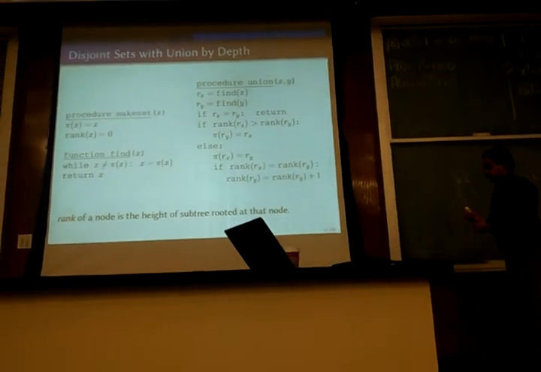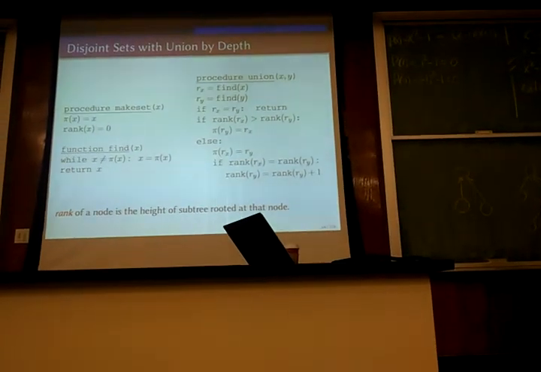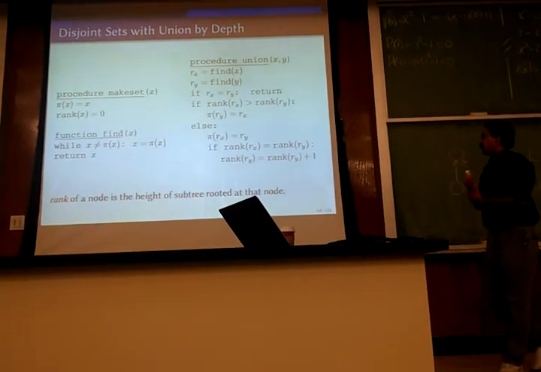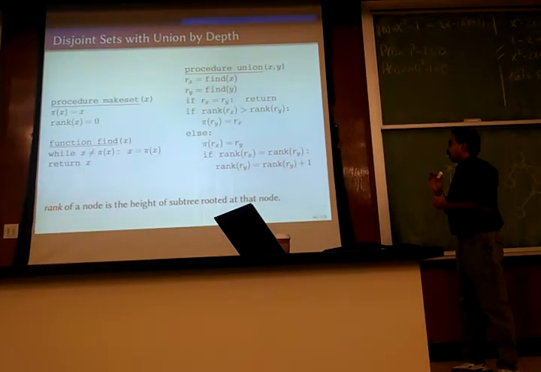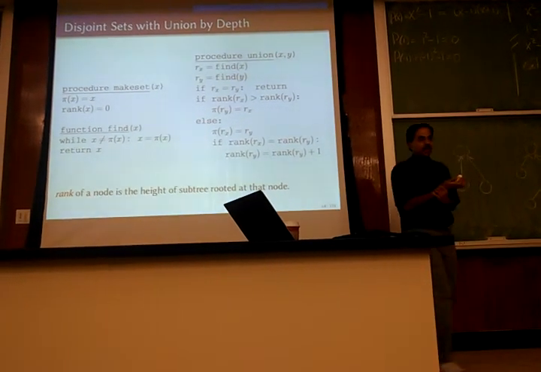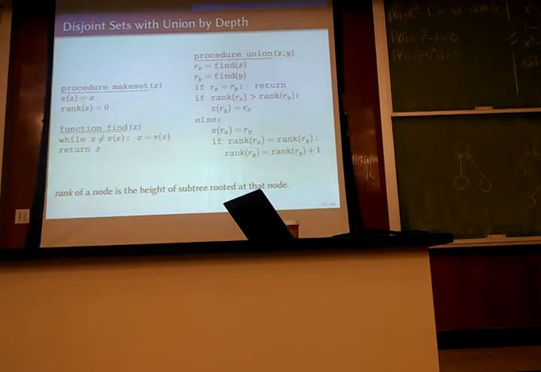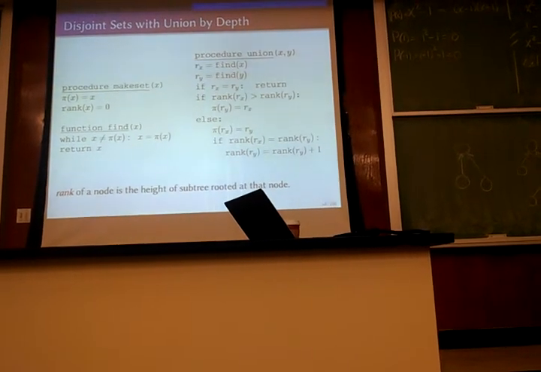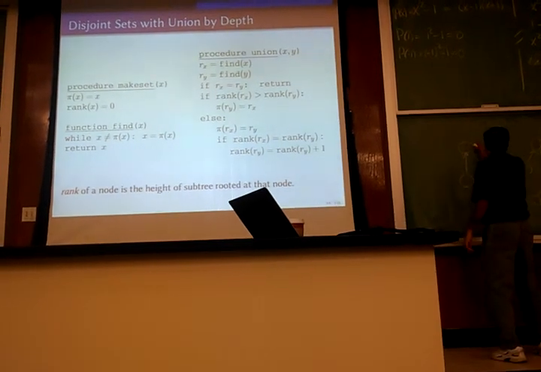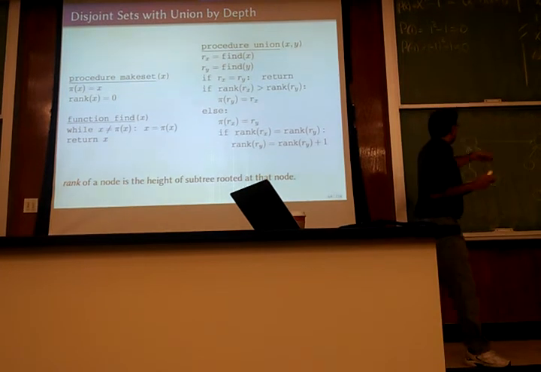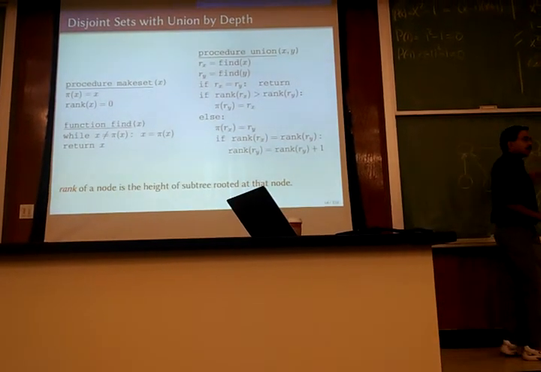So that's what this algorithm is doing. You check that if the rank of X is greater, then you make Y the child. If the ranks are equal, then you end up increasing the height. For instance, in this case, if I make this the child, then the rank of this hasn't increased.